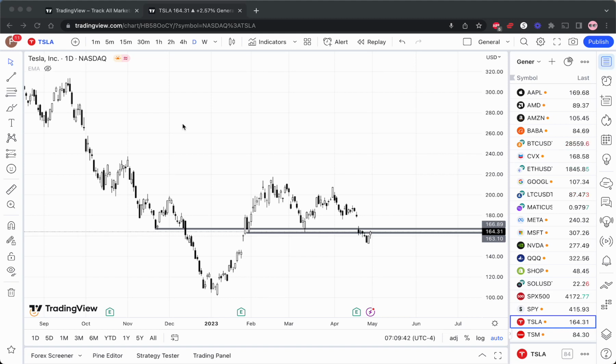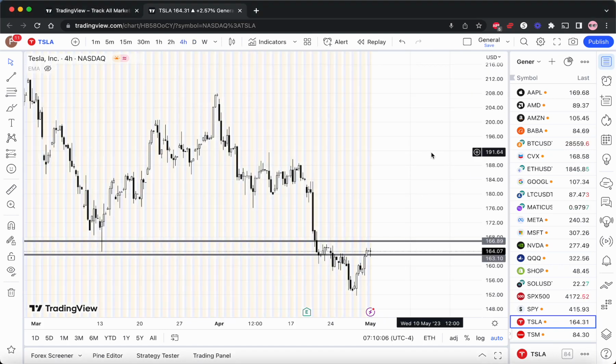So what I have here is a daily time frame for the Tesla stock, and as you can see we are trading around the 164 area. Now this area coincidentally is an area of interest due to a number of reasons which I'm gonna get into on the shorter term time frames. So starting off with, these are a couple of levels that I've drawn, and we have a better view of these on the 4-hour time frame.